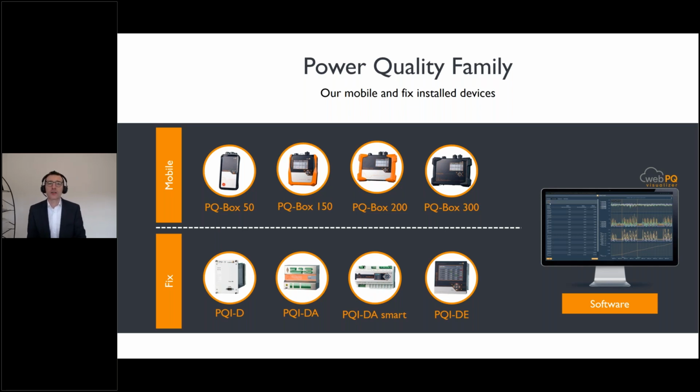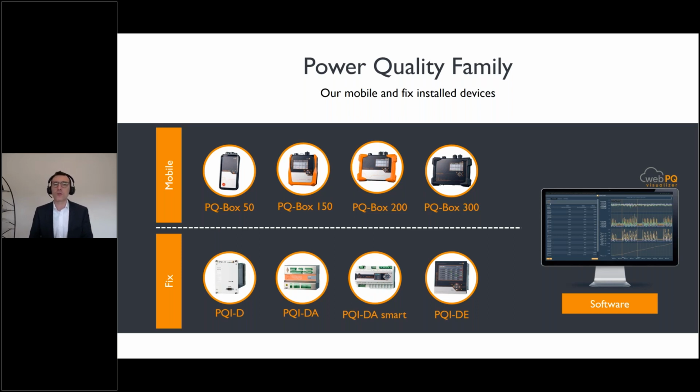All our devices have two main functionalities: the DFR functionalities for the fault recording, as well as the power quality continuous recording. And all of these devices are able to monitor power quality without any communication up to 1 year. But all the meters which are displayed here have to be evaluated.